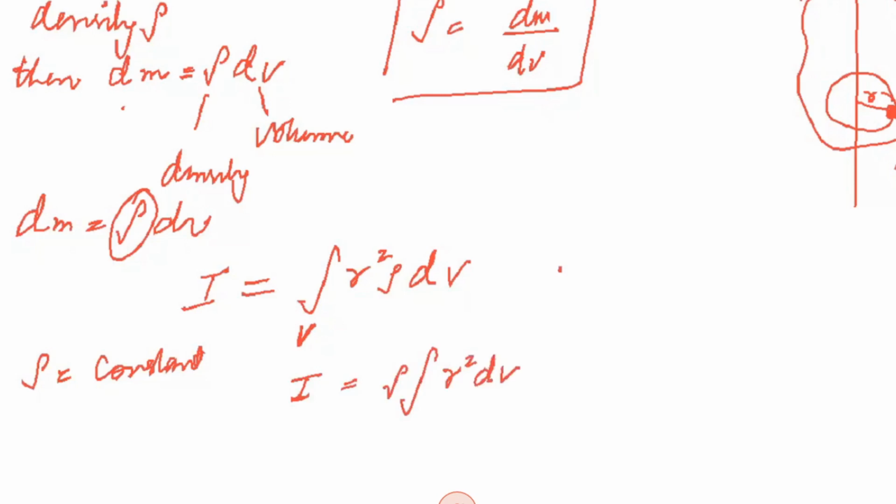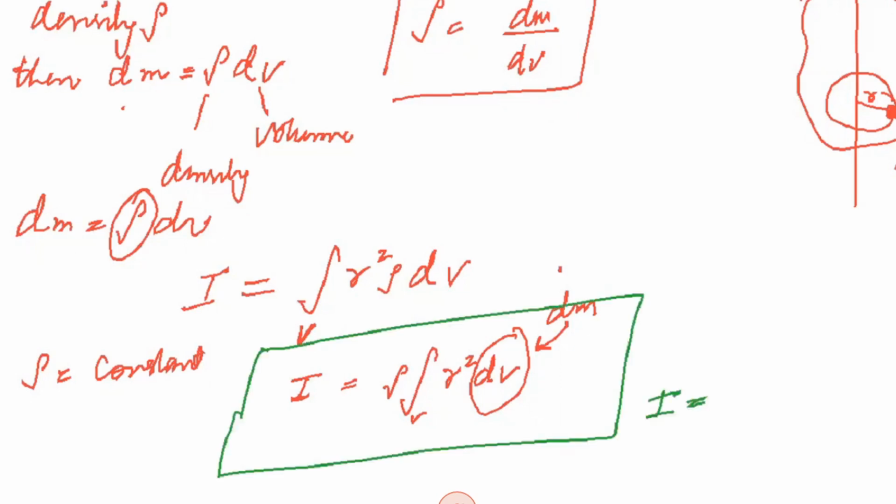V is our integral. And now the mass element dm has changed to dv. We can simply check the volume of any element and integrate it within the volume. So this will be our formula in order to calculate the mass moment of inertia, which is I equal to rho integral of r square dv.